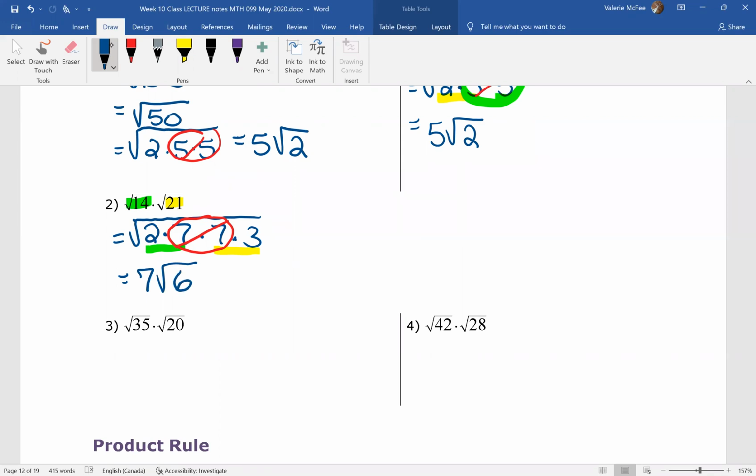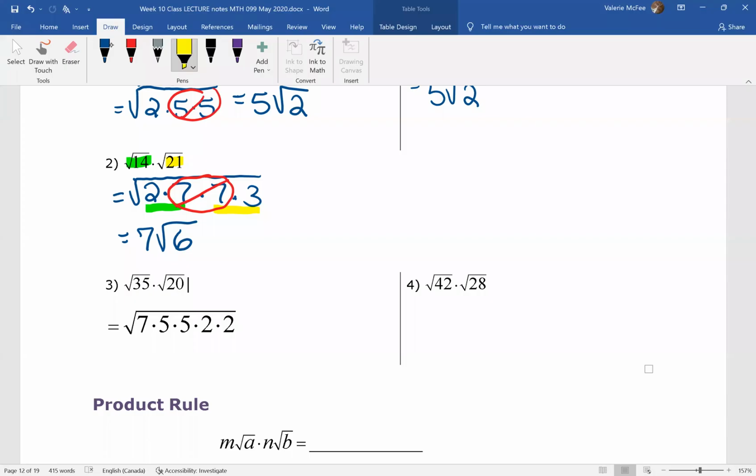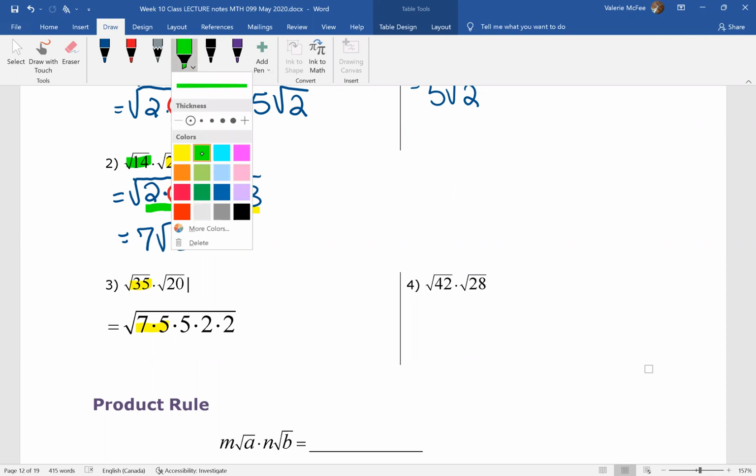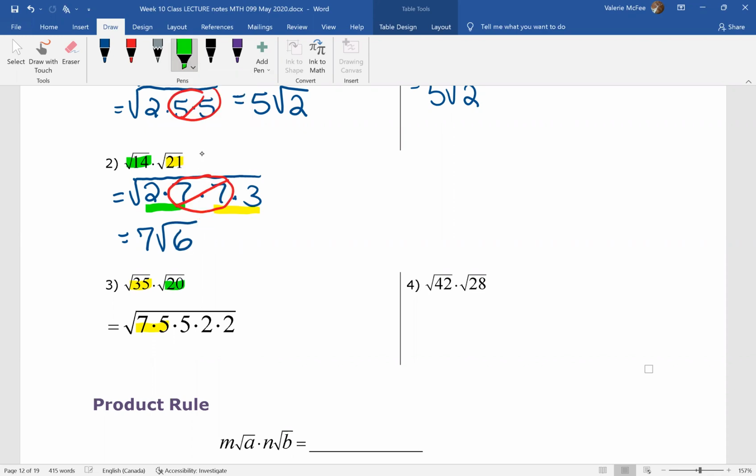Pause your video, try question 3. So you can see here I've prime factored 35, 7 times 5. I've prime factored 20, 2 times 2 times 5. Now I can see when I look at this, I have 2 factors of 5 I can take out and 2 factors of 2 I can take out. 5 times 2 is 10 and a root of 7 left.